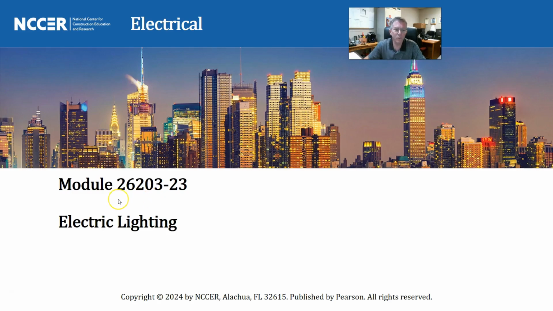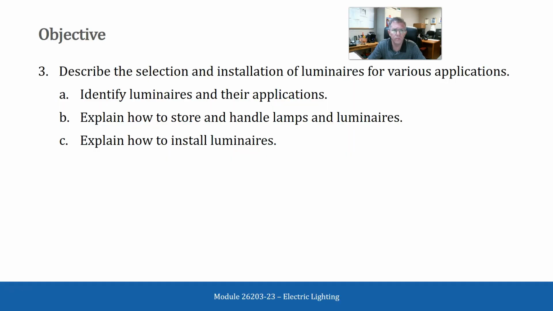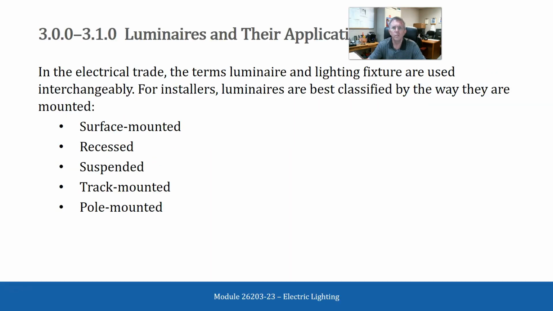Okay everyone, let's continue on in Module 203-23 Electric Lighting in NCCER 11th edition. This will be Section 3.00, Luminaires. Luminaires and their applications. In the electrical trade, the terms luminaire and lighting fixtures are used interchangeably. For installers, luminaires are best classified by the way they are mounted: surface-mounted, recessed, suspended, track-mounted, or pole-mounted.